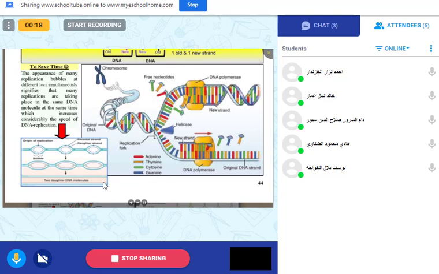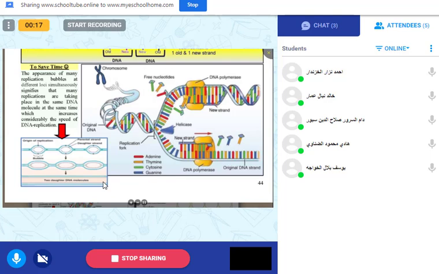Read this, Ahmed, please, the appearance. The appearance of many replication bubbles at different loci, different places or locations, simultaneously in the same time, signifies that many replications are taking place in the same DNA molecule at the same time, which increases considerably the speed of DNA replication. Because it's happening in many places in the DNA at the same time.